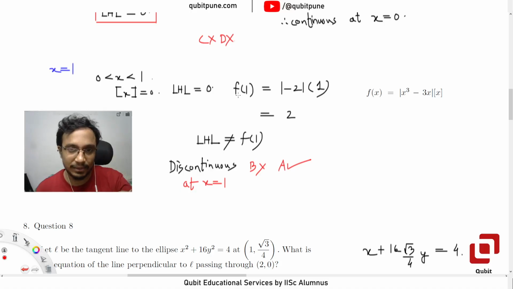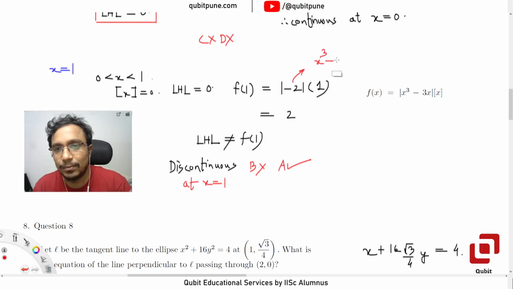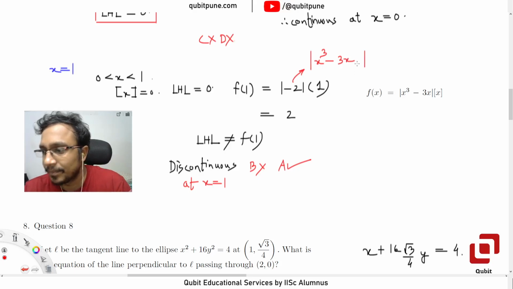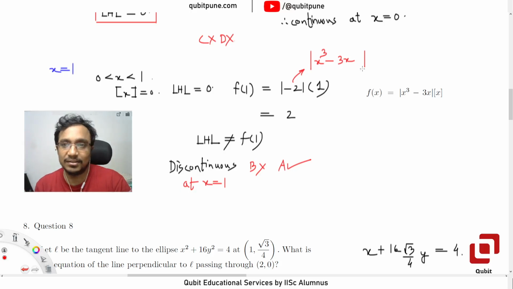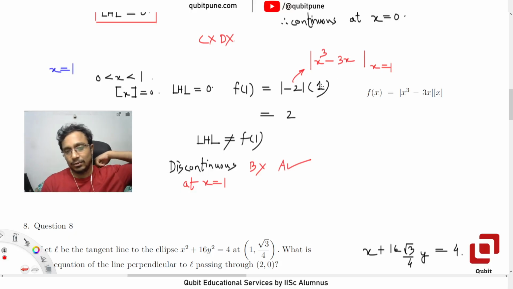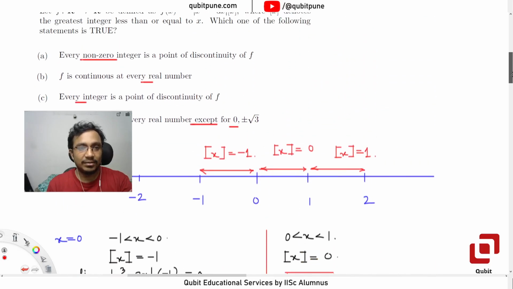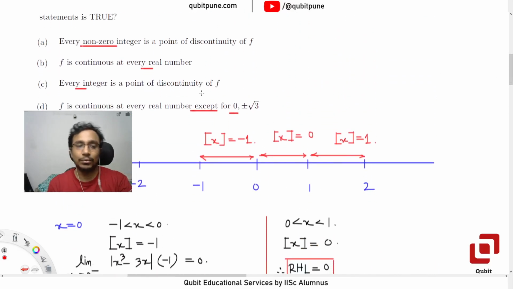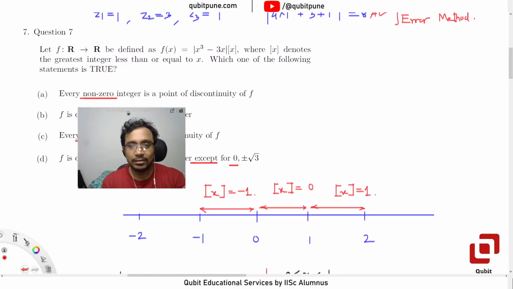the function's value at 1, okay, this is x cubed minus 3x is box, x cubed minus 3x is box at x equal to 1. 1 minus 3 is -2, mod of minus 2 is 2. So LHL is not equal to f of 1, hence it's discontinuous at 1. That eliminates B. Continuous at every real number? No, not at 1.